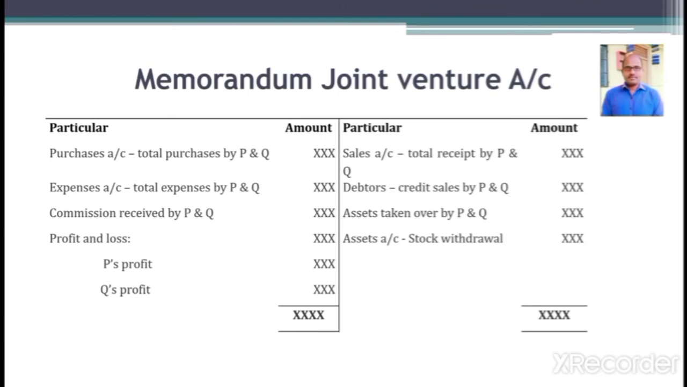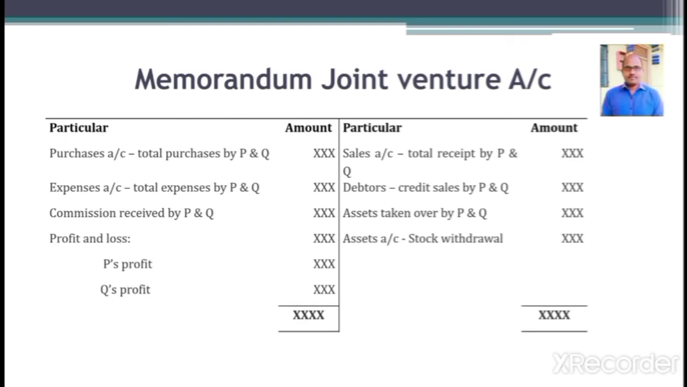You can see the debit side: purchase account, so total purchases by P and Q. Expenses account, so total expenses by P and Q. Here P and Q are the co-ventures. Commission received by P and Q. On the credit side you can observe sales account, total receipts by P and Q. Debtors, credit sales, P and Q. Assets taken over by the co-ventures, P and Q. Assets account, stock withdrawal, is also recorded after closing the entry.